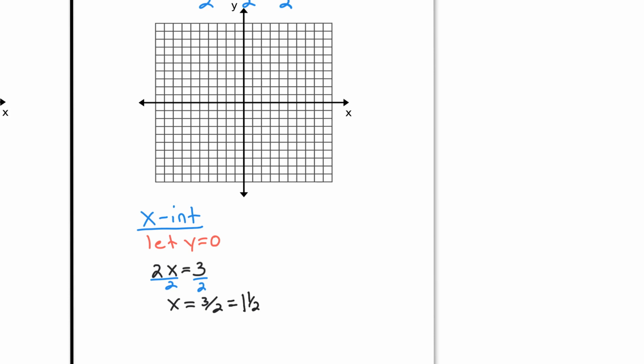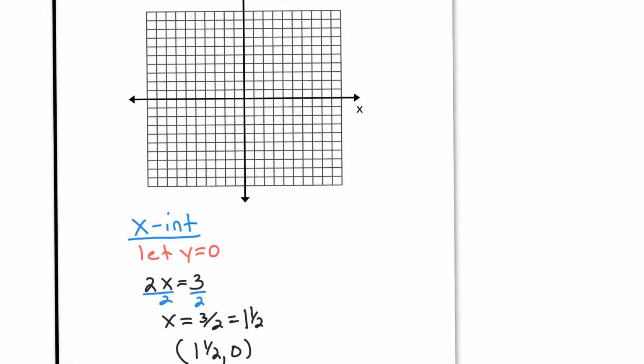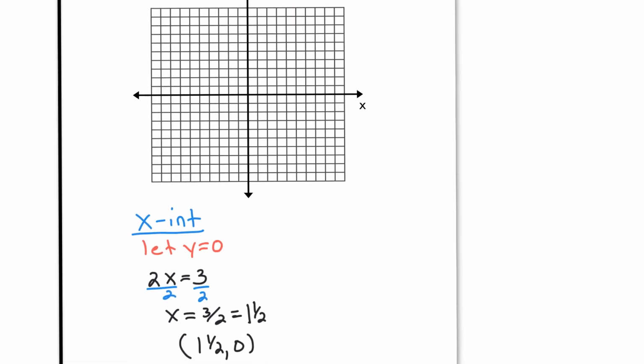So my coordinate point is going to be at 1 and 1/2, and 0. Remember that we need to let y equal 0. How do you graph that on the actual coordinate plane? Well, all you do, let me just zoom in here a little bit. You go 1 and 1/2 to the right. That's positive 1. So here's the origin, 1 and 1/2.